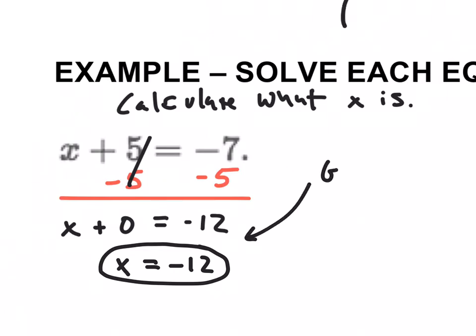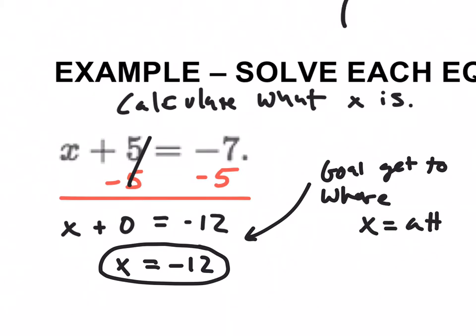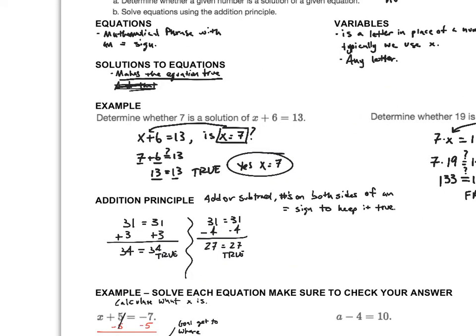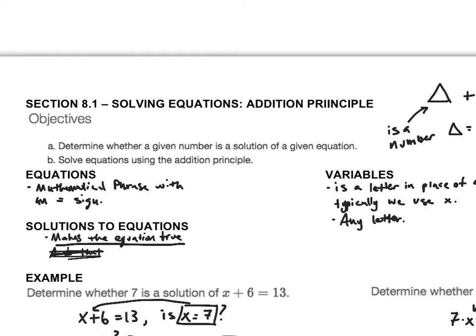So the goal is to get to where you have x equals a number. All right, where x is completely by itself. Okay, and so what we always do when we're thinking about equations is we do the opposite. Okay, so let's rewrite. I'm going to write that way up here. Solving equations. Okay, we want to think about opposite operations.